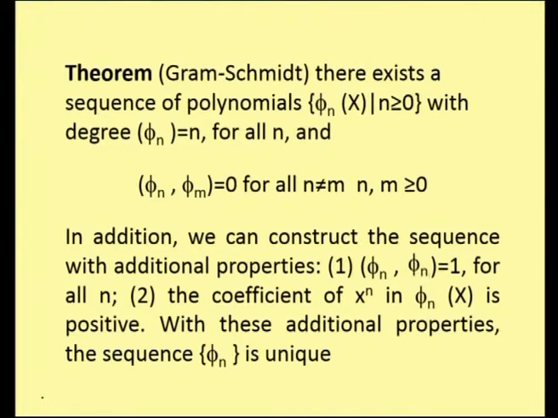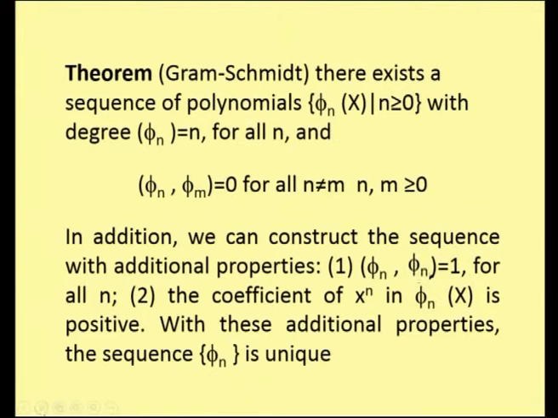There exists a sequence of polynomials phi n of x, n greater or equal to 0, with degree of phi n equal to n for all n, and inner product phi n comma phi m is equal to 0. It is called orthogonal polynomials. Phi n comma phi m is equal to 0 for all n not equal to m, n comma m greater or equal to 0. In addition, we can construct the sequence with additional properties, that is, phi n comma phi n is equal to 1 for all n, and the coefficient of x power n in phi n of x is positive. With these additional properties, the sequence phi n is unique.